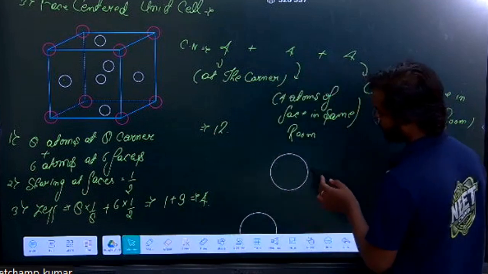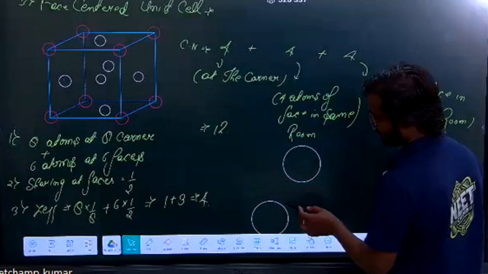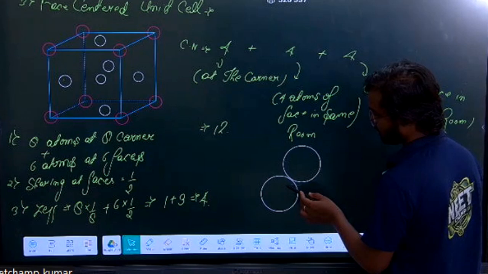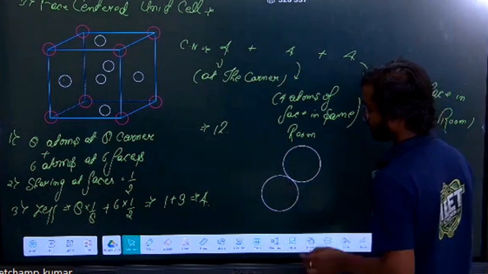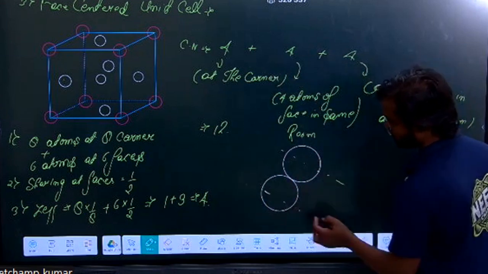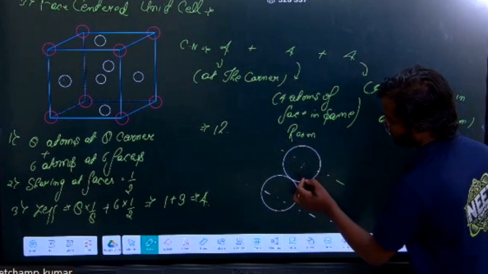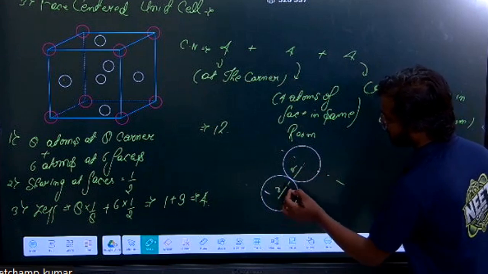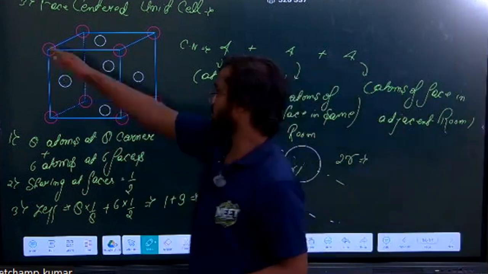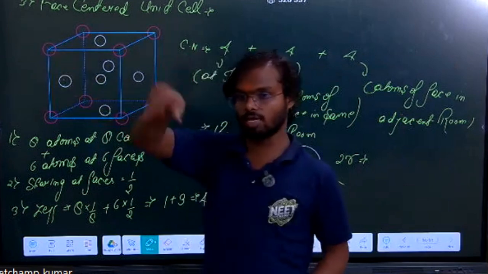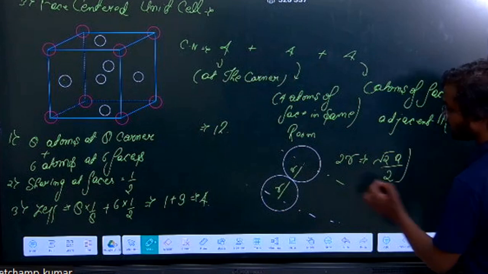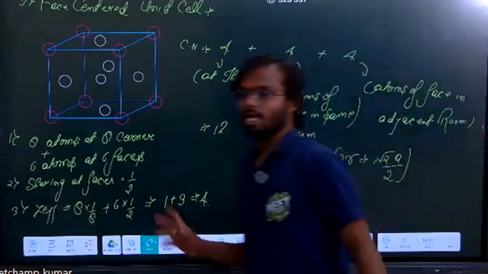This is my one atom and this is my another atom, and it is touching the corner, right? So if it is touching the corner, suppose this is my center, this distance is r, this distance is r, this is 2r, and it is touching along a face diagonal. What is the length of a face diagonal? Root 2 a. Half of root 2 a is root 2 a by 2. So this is a relation for the r and edge length.